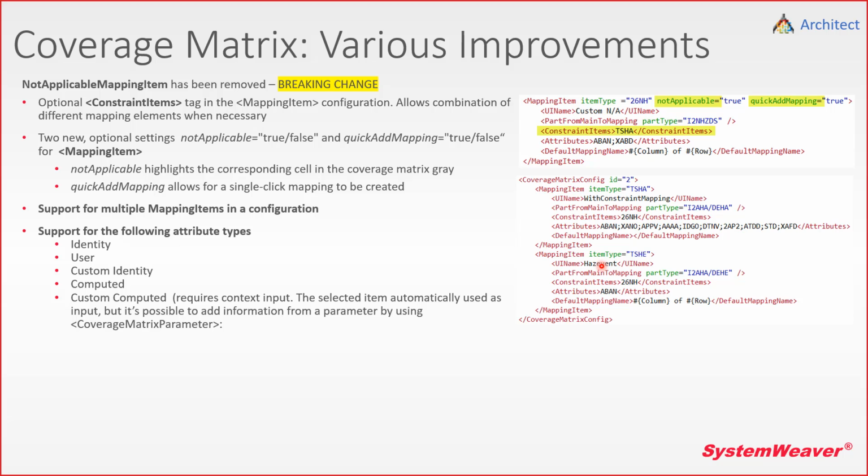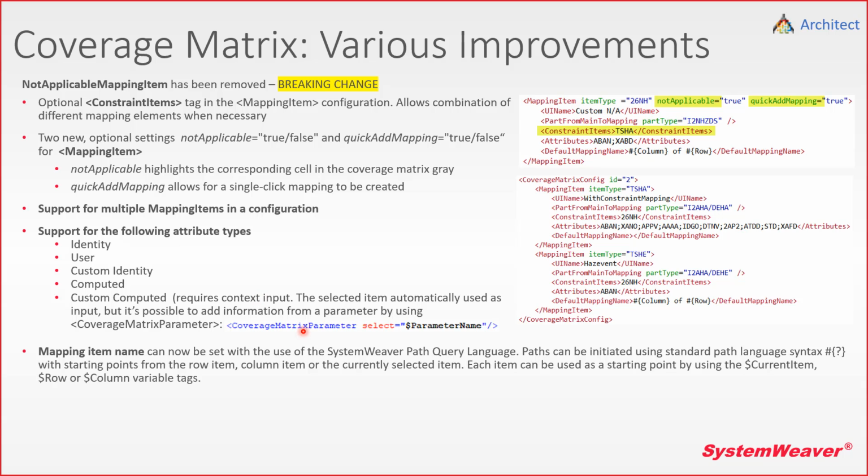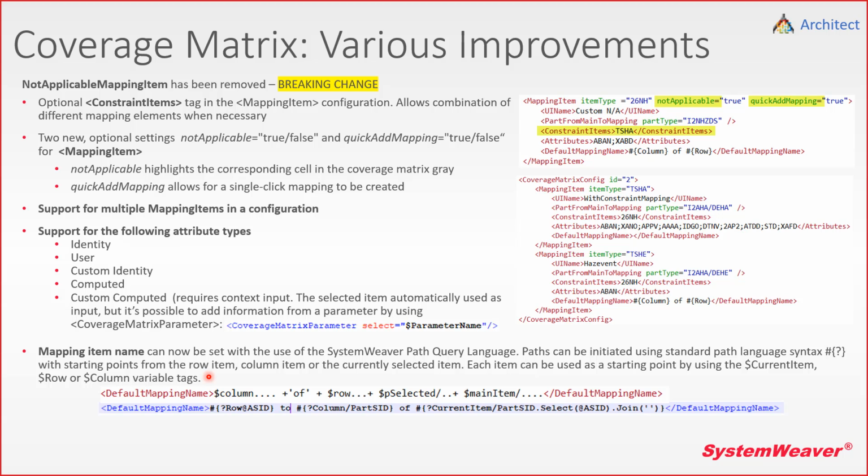We implemented support for these additional attribute types: identity user, custom identity computed, and custom computed. Here's an example of how you would use coverage matrix parameter for the custom computed. And I brought this up with the extensions API we implemented so that you could use the path query language to set the mapping item name. And here's a generic example of that there.